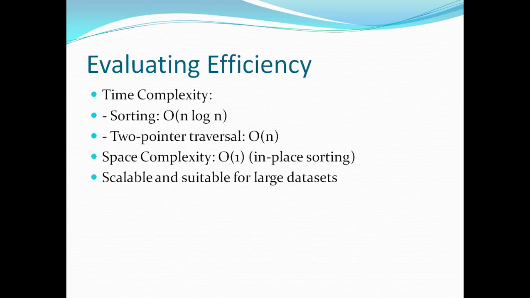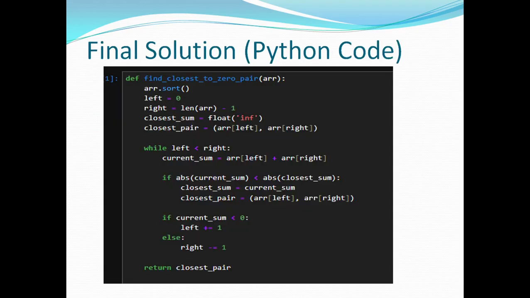Evaluating efficiency. Let's evaluate the time complexity. Sorting is of the order n log n. For two-pointer traversal, the time complexity is of the order n. So in total, it's of the order n log n. For the space complexity, since we sort the list in place, the space complexity is of the order 1. This makes our solution highly efficient and scalable, even for larger data sets.